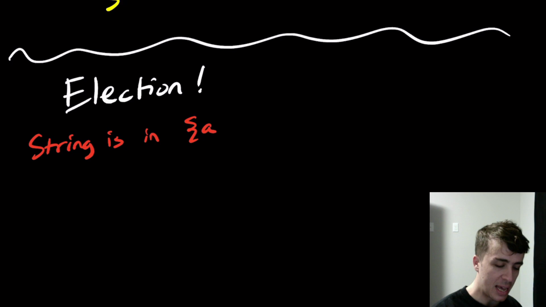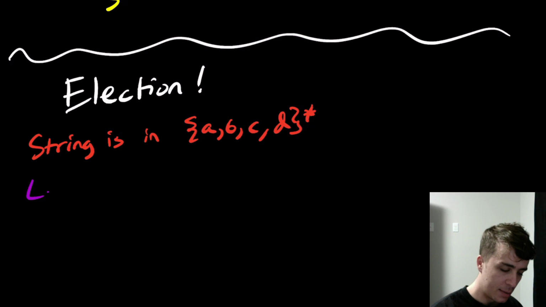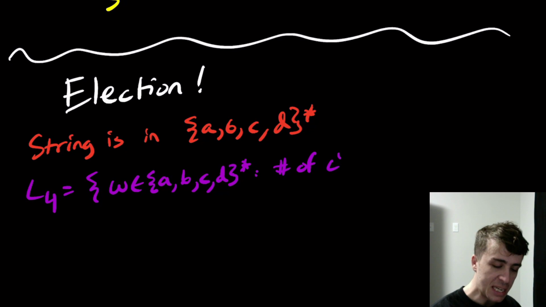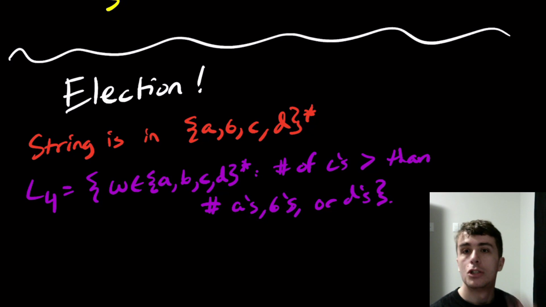So we're holding an election here, and the string that we have is in the set {A, B, C, D} star. So it's just a string of A's, B's, C's, and D's. And the set that we're interested in is the set of all strings W in this set, such that the number of C's, as an example, it could have been A's, B's, or D's, but it doesn't matter, the number of C's is more than the number of A's, B's, or D's.